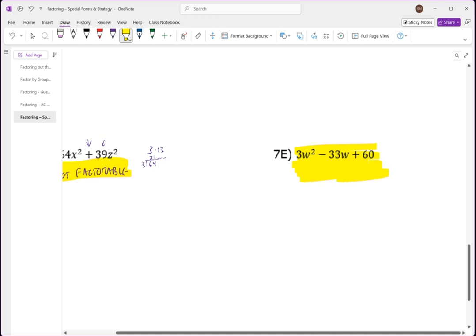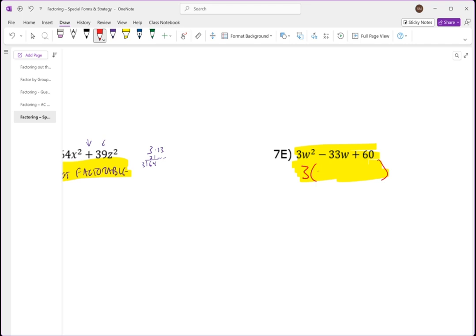And what is in common there? I think I can divide everything by a 3. And if I divide everything by a 3, I'll have w squared minus 11w plus 20. So I would choose to guess and check this. I wouldn't go straight to the AC method because you kind of use part of the AC method. My A value here again is 1. My C value is 20. I want to think of factors of 20, but they need to add up to negative 11.